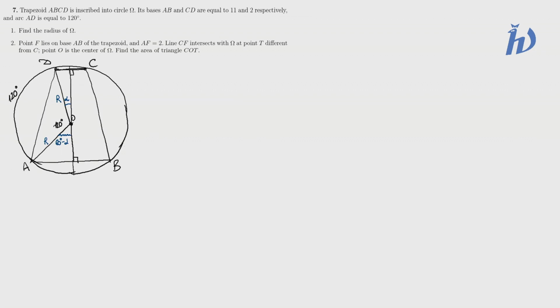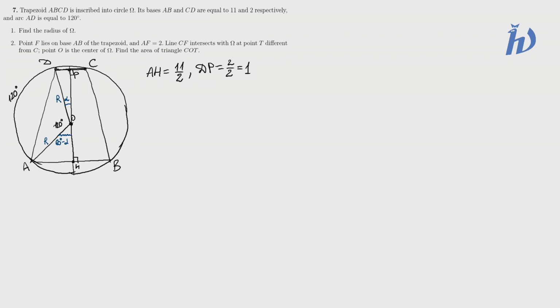Now let us consider this right triangle. By the way, the points of intersection here divide the bases of our trapezoid into two. It is a known fact that a diameter perpendicular to any chord bisects this chord, so it divides it into two equal segments. And so we know that, let it be AH, for example, and DP, AH is 11 divided by 2, and DP is just 2 divided by 2, that is 1.